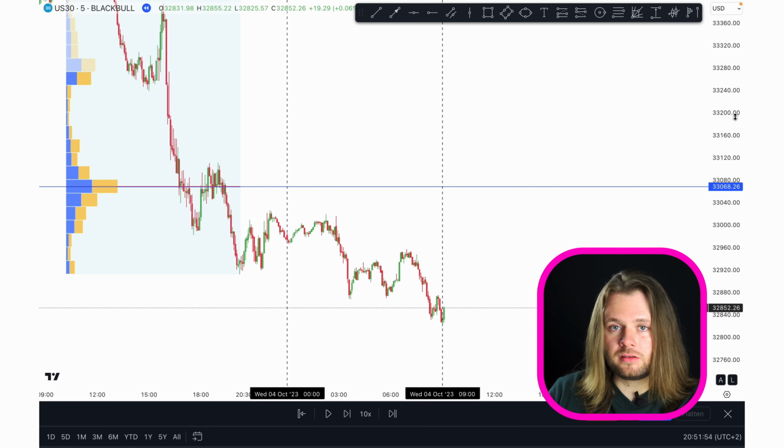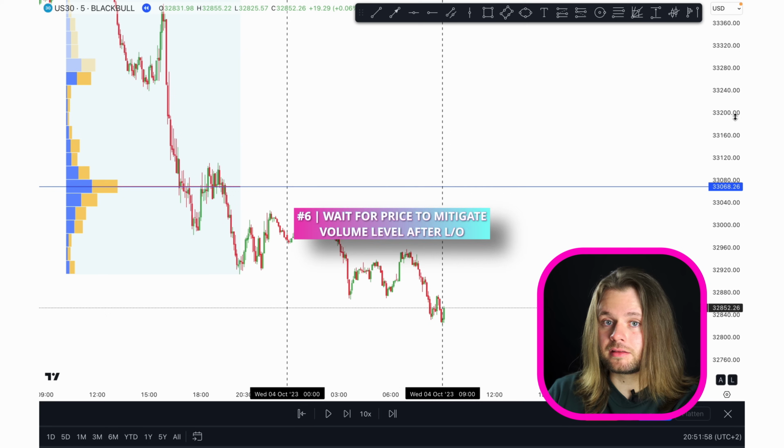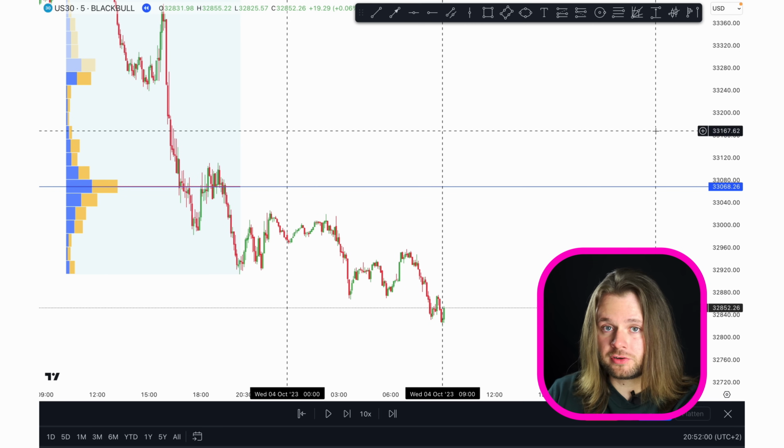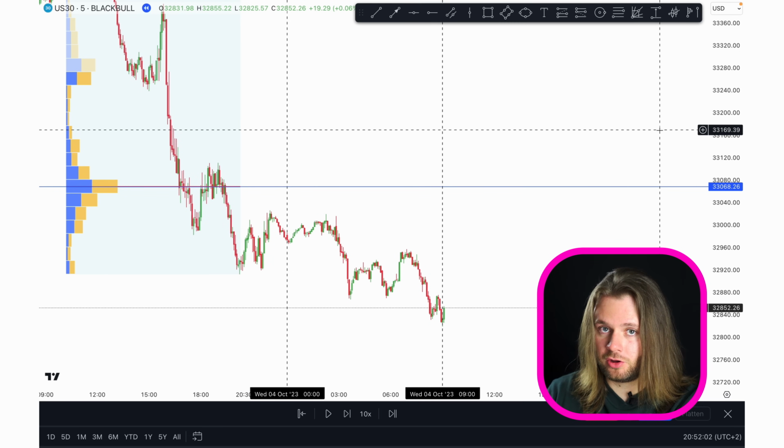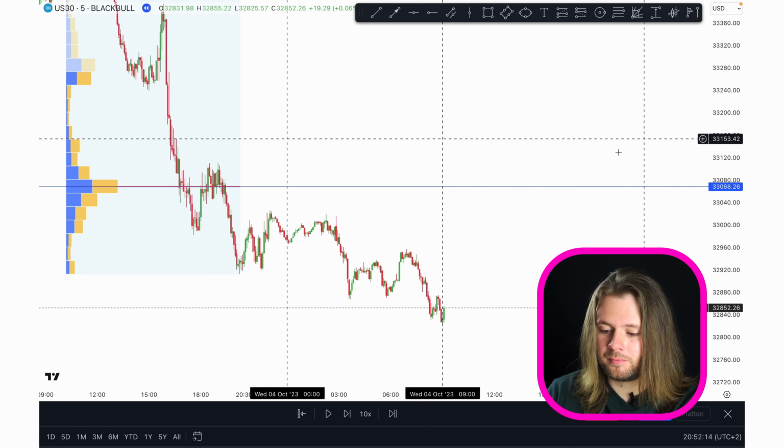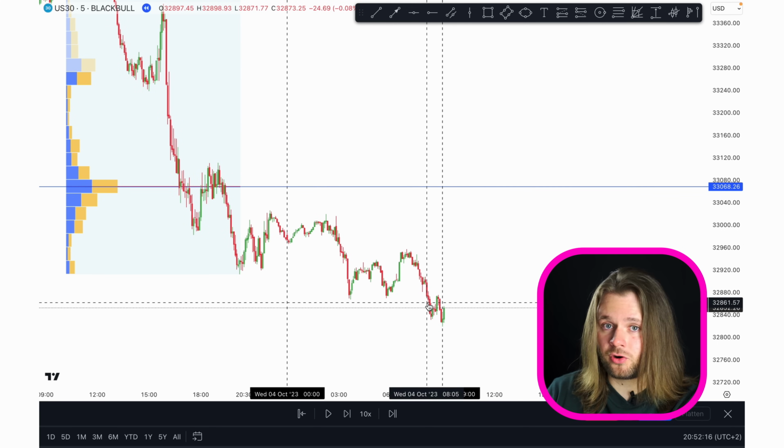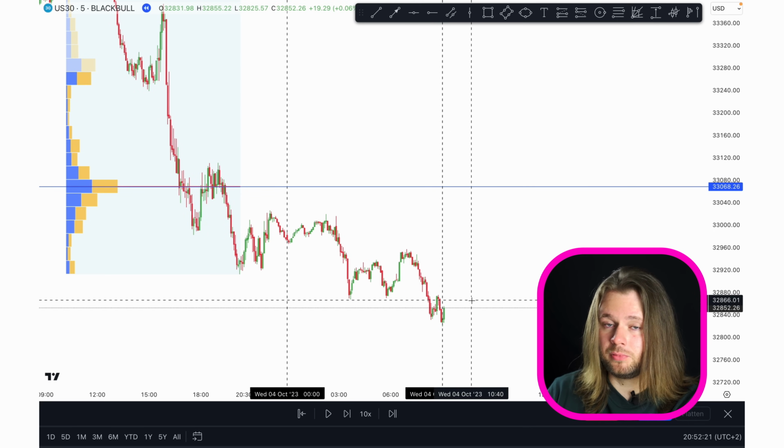What we will be waiting for now is for price to go and mitigate that blue level after London open, which is 9 o'clock. Once price has mitigated this level, we will look for a change of character to the downside and enter off any imbalances to the top. Let's see if price goes ahead and enters or mitigates that blue line or the volume level.